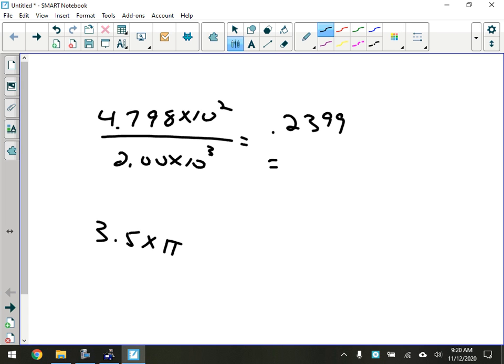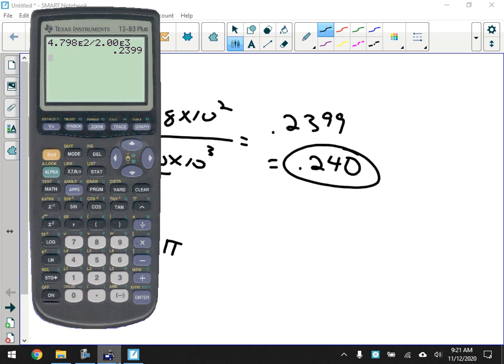How many significant digits should I have in my answer in this case? 3, right? So that's 3, that's 4, so let's have 3. So I'm going to have to go to 0.240, yes? Remember the 0 at the end counts, yes? Okay. So instead of 0.2399, I'm going to have to go to 0.240. And then this one here is 3.5 times pi.